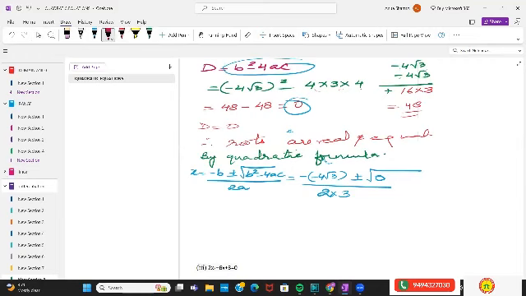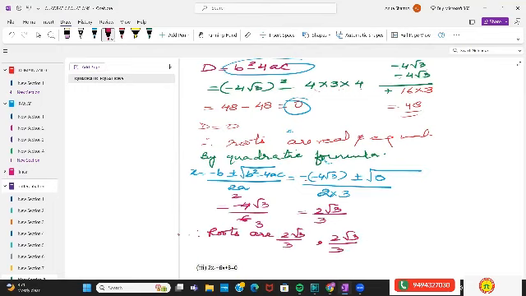Understood? Yes, ma'am. Okay. Now minus minus plus. So 4 root 3 upon 6. So 2 2s are 4, 2 3s are 6. So 2 root 3 by 3. Now this is a quadratic equation. Therefore, roots are equal. Therefore, roots are 2 root 3 by 3 and 2 root 3 by 3. This is the answer. Have you understood, beta?